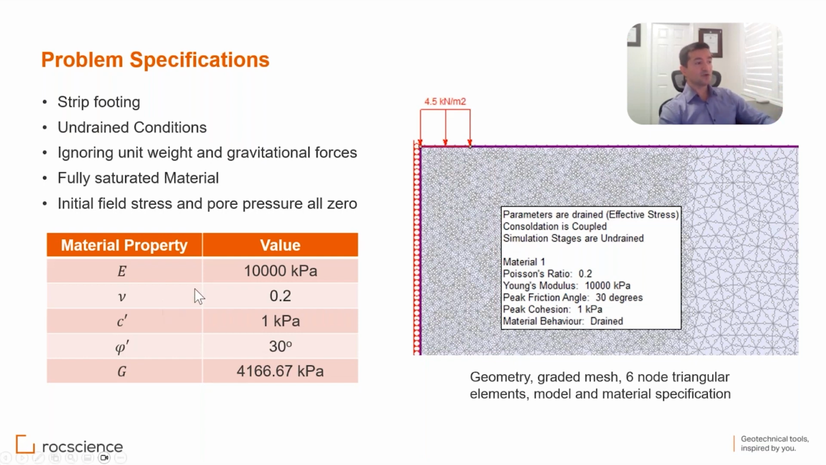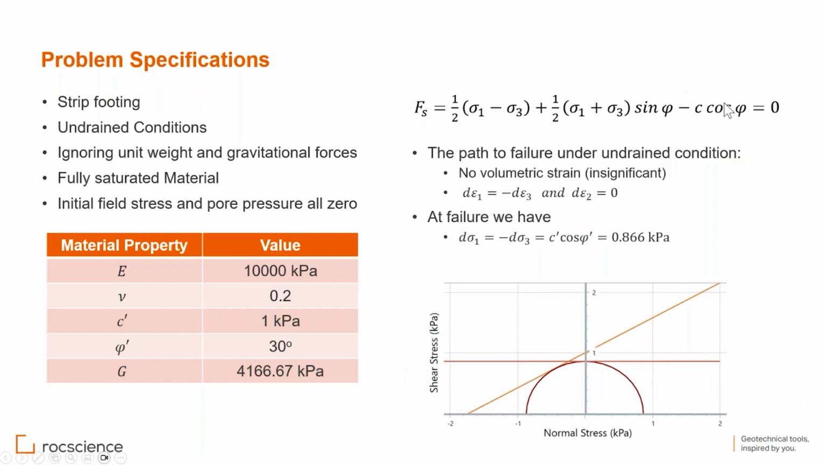These are the properties of the material: elastic modulus, Poisson's ratio. These are the effective terms. The strength of the material is defined by cohesion and friction angle, 30 degrees and 1 kPa cohesion. If we look at this material starting from an initial state of 0, and assuming a Mohr-Coulomb failure criterion, the path to failure under undrained conditions has no volumetric strain. In that case, d epsilon 1 equals minus d epsilon 3, so no volume change. Because it's a plane strain condition, d epsilon 2 is going to be 0.